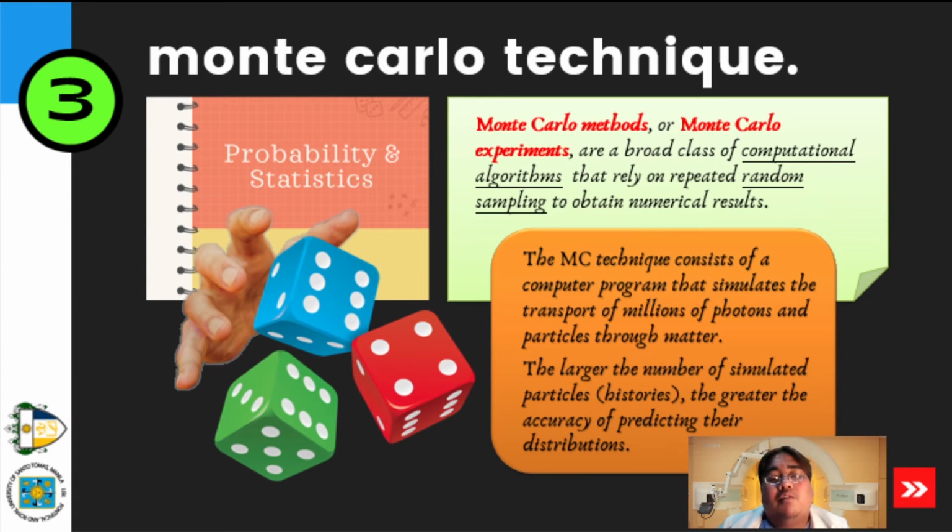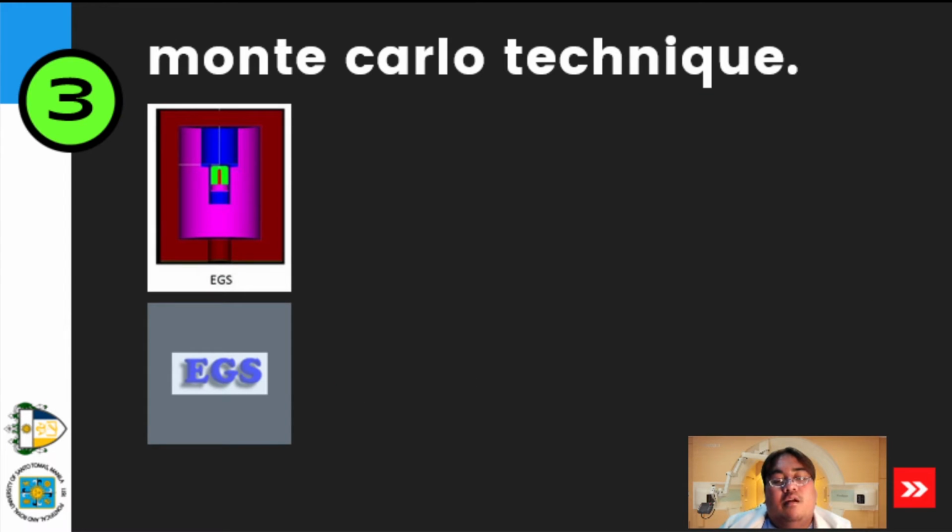Alright, so now let's talk about Monte Carlo. Monte Carlo methods or Monte Carlo experiments are a broad class of computer algorithms which rely heavily on repeated random sampling just to obtain numerical results. For our case, the MC technique consists of a computer program which simulates the transport of millions or even billions of photons and particles through matter. They say the larger the number of simulated particles or number of events, the greater is the accuracy of predicting their distribution.